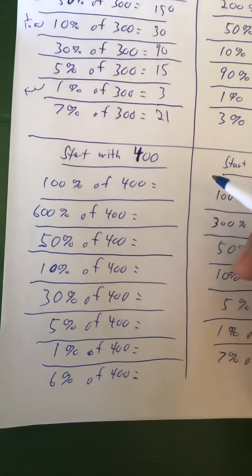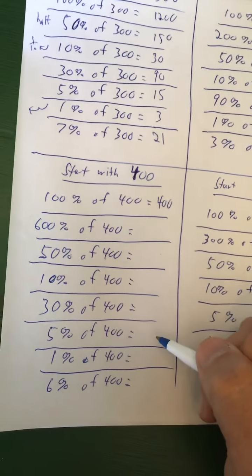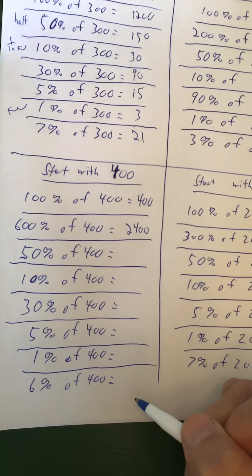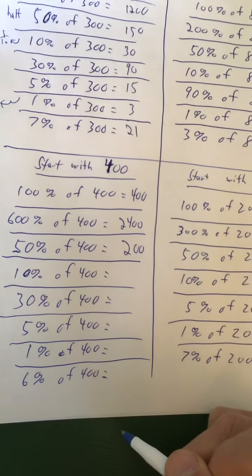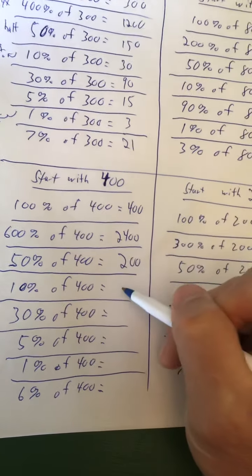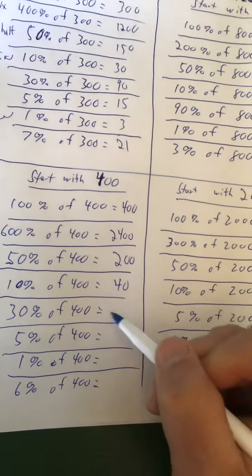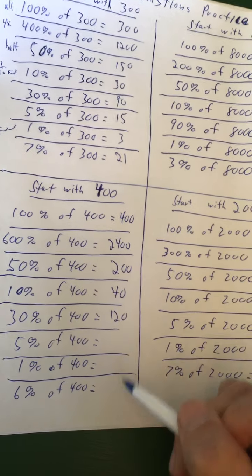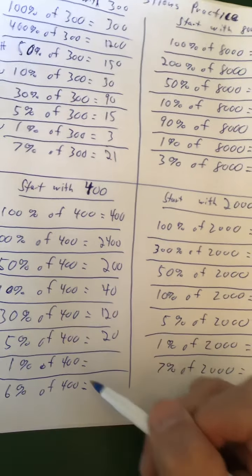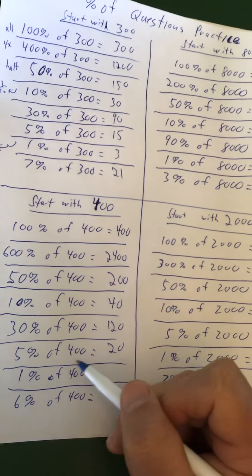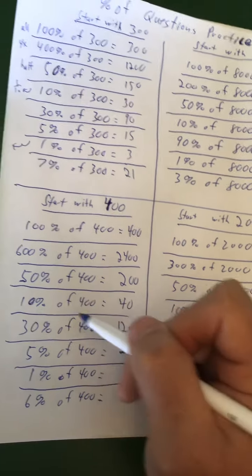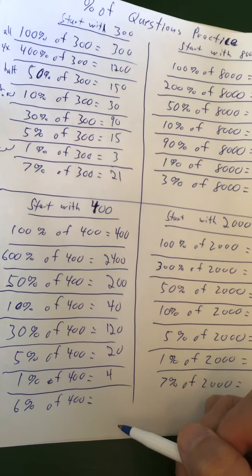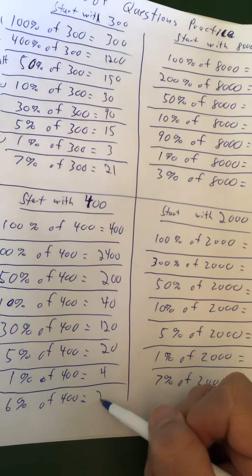Here, 100% would be all, that's 400. 600% would be times 6, that's 2,400. 50% is a half, that's 200. 10% is, move it over 1, that's 40. So 30% is times 3. 5%, well that's half of 10%. 1%, you could just divide by 5 and get 4, or 1%, you move it over 2, it's 4. And so 6% is times 6, that's 24.